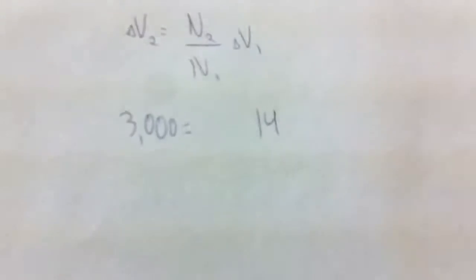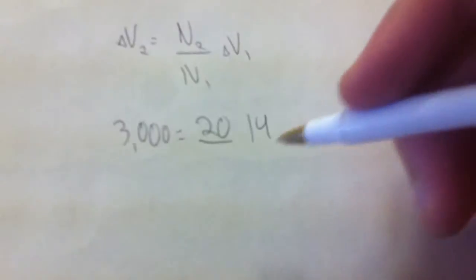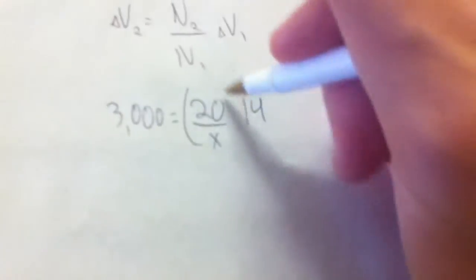So let's plug in our given values. We have a potential difference of 14 volts in the primary, a potential difference of 3,000 in the secondary, and the number of turns in the primary is 20. And then we're just trying to solve for the secondary turns here.